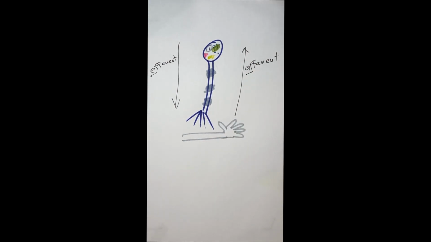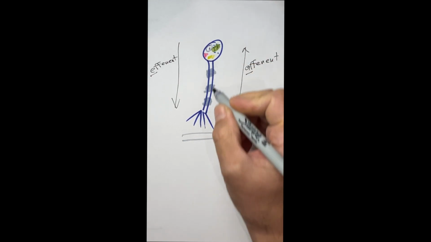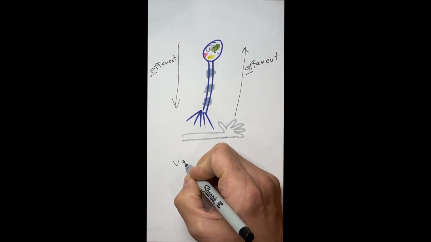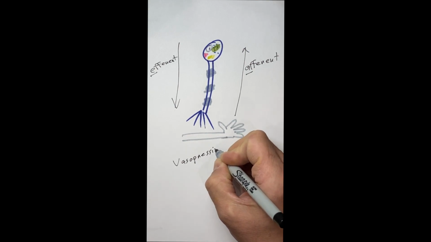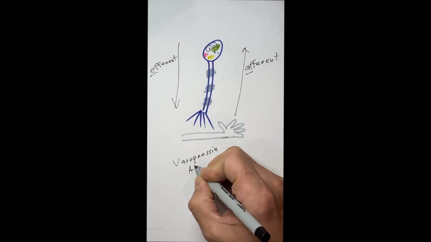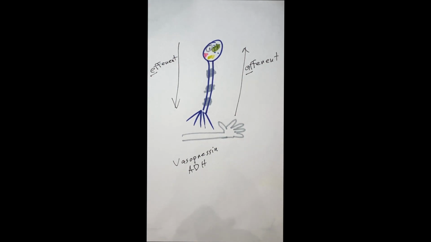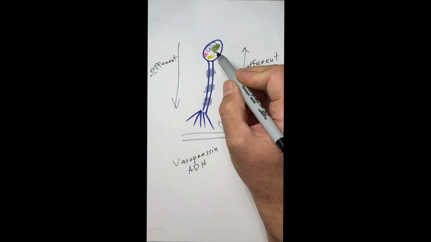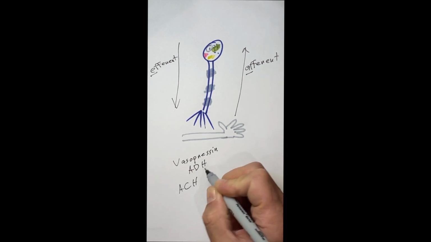Examples of hormones that are manufactured by nerve cell bodies are vasopressin, for example. Vasopressin is a hormone, also known as antidiuretic hormone, which helps to conserve water in the body. Nerve bodies can also manufacture neurotransmitters such as acetylcholine.